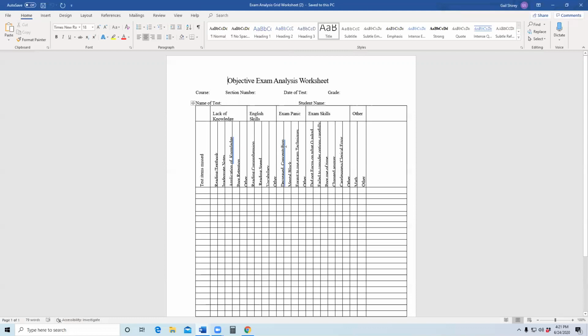Decreased concentration. Maybe you had other things going on during the test that were distracting you, so you couldn't concentrate. Maybe you got a mental block. You remember studying, but you couldn't bring it back. Focus on exam techniques. In other words, you forgot to do maybe deep breathing, you forgot to double check your answers, all those exam techniques that we learned about in the beginning of the semester.